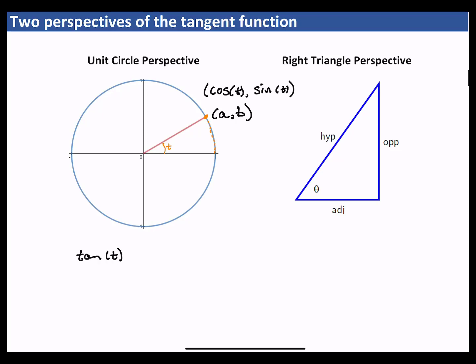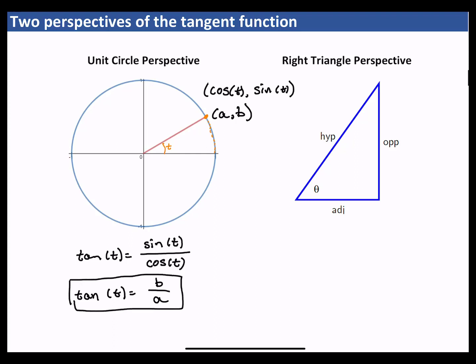Since the tangent function tracks the ratio of these two quantities and is given by the tangent of t equals sine of t divided by cosine of t, we could make a substitution and also think of the tangent function as the tangent of t equals b divided by a. We typically use this perspective of tracking the ratio of the y-coordinate b to the x-coordinate a of a point traversing the unit circle in order to think of the overall behavior and graph of the tangent function.